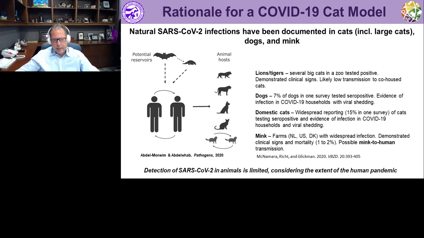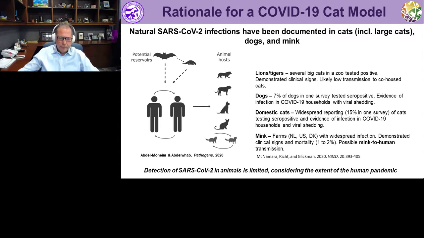For example, here we have lions and tigers, which have been shown to become infected by COVID-19 positive caretakers in the New York zoo. We have dogs in many countries in the world which have been shown to be infected in COVID-19 households. The same is true with domestic cats. We have a lot of cases where in COVID-19 households, cats got infected and were shown to shed virus. And in one study in Wuhan, they found 15% of the animals they tested seropositive for SARS-CoV-2 antibodies.